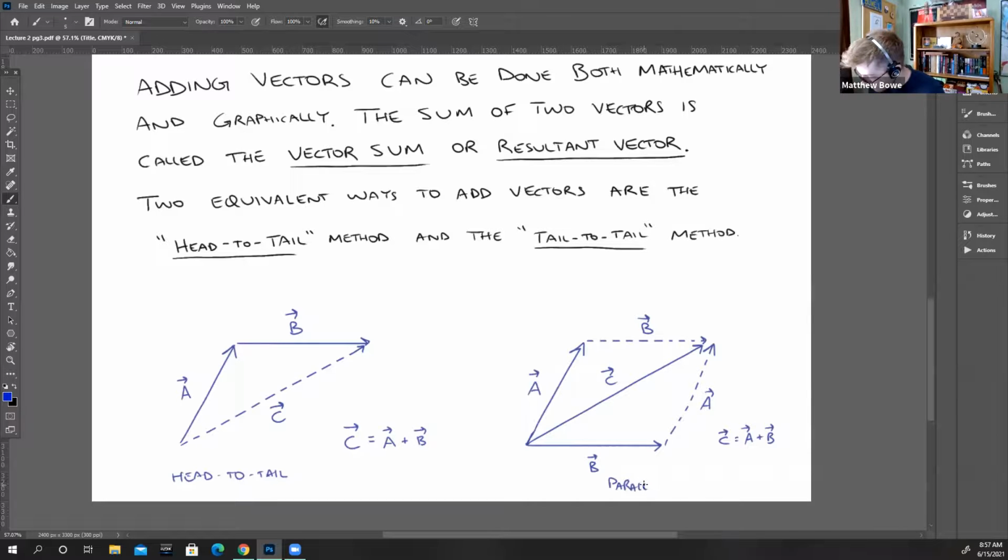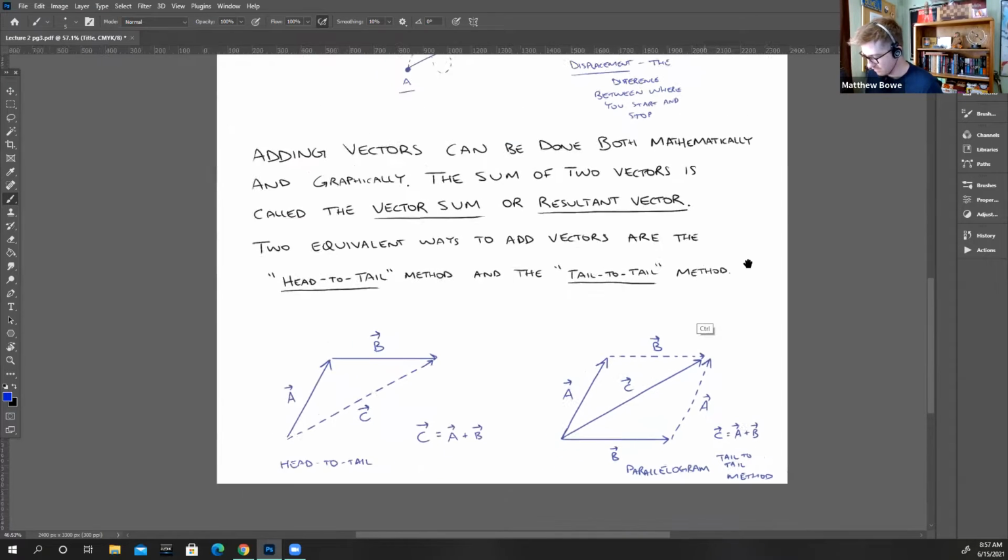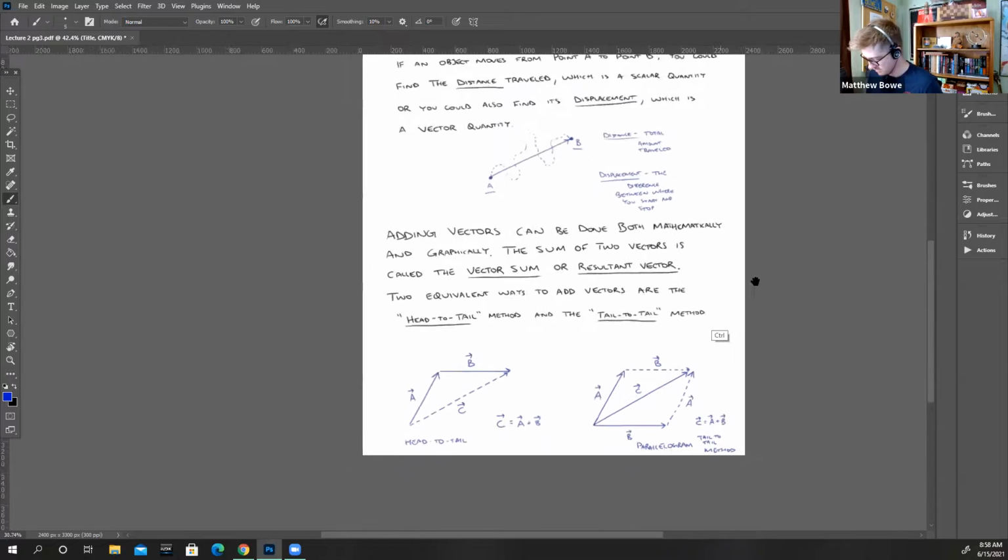Parallelogram, or tail to tail method. Okay, I'll make that more readable after class when I clean these up.